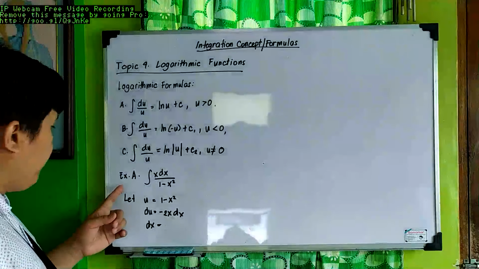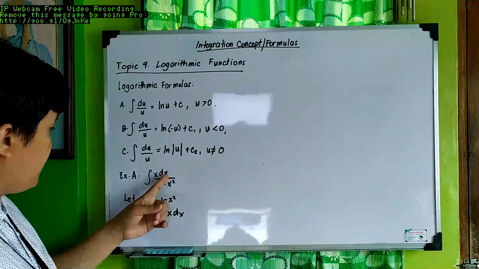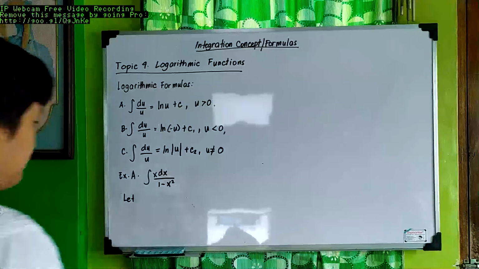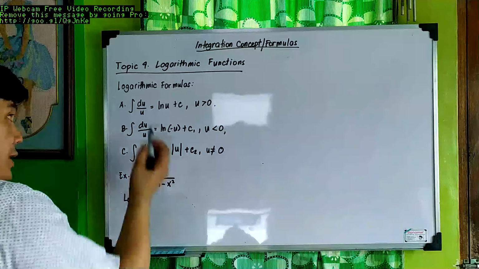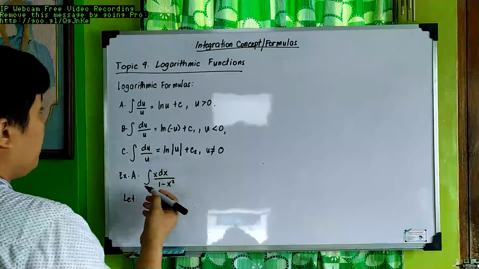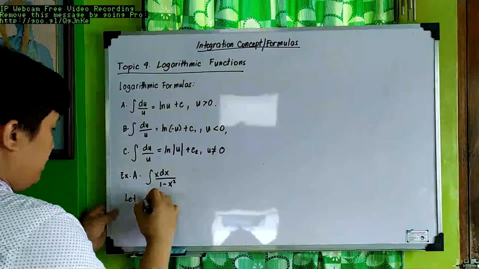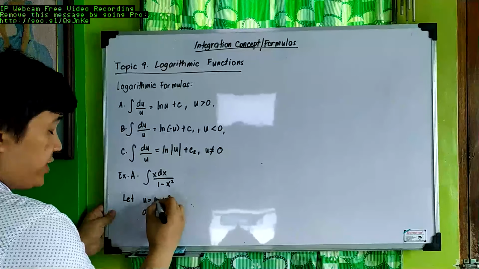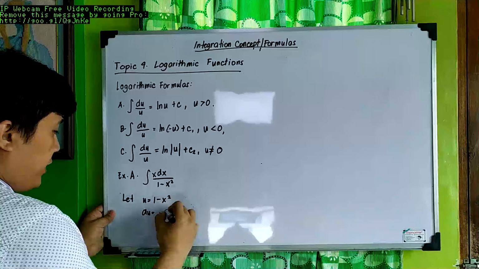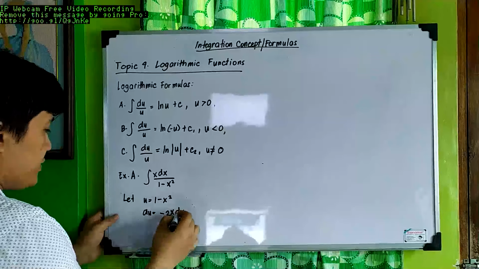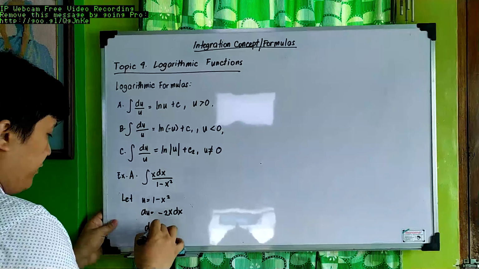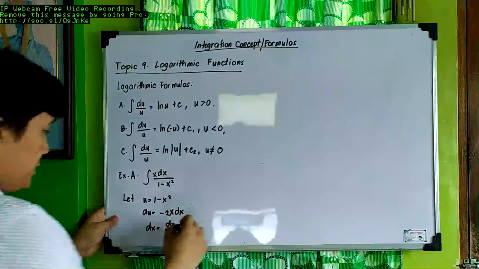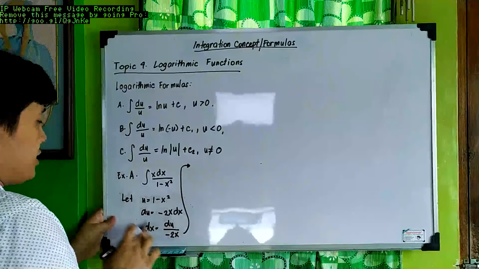Here we have an example: the integral of x dx over 1 minus x squared. Let me explain first. In order to use the logarithmic function, you need to let your denominator be u, then differentiate. The derivative of 1 is 0, and the derivative of x squared is negative 2x dx. We transpose negative 2x to the other side, so dx equals du over negative 2x. After that, all of this will be substituted into the given.